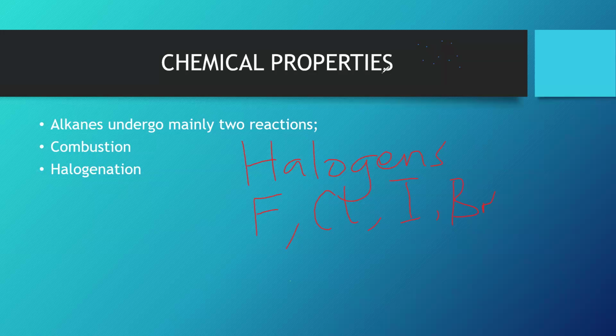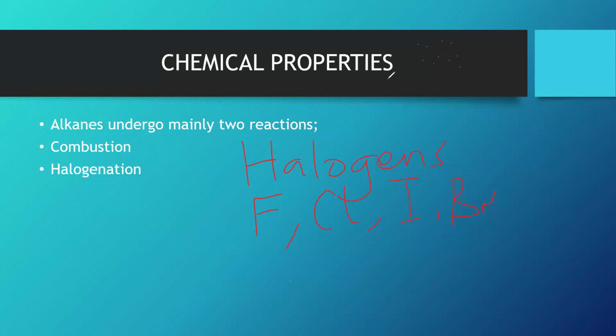Fluorine. Astatine. Chlorine and fluorine. Okay, so we have fluorine, chlorine, iodine, and then what? Bromine. So those are what we call halogens.